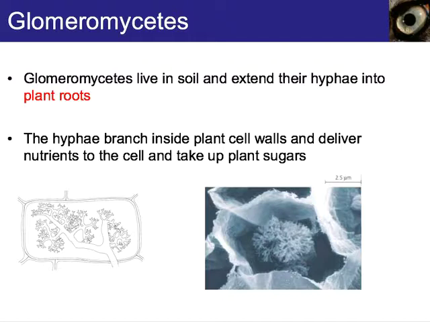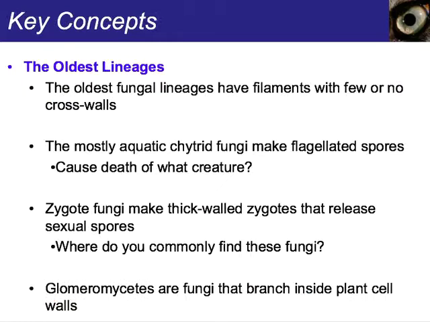Glomeromycetes are another very old fungal lineage, and they live in soil and extend their hyphae into plant roots. So this, you can see inside the plant root, is the mold, and here it is here. What happens is the hyphae branch inside the plant cell walls and deliver nutrients to the plant cells, but also will steal sugars from the plant itself. So the oldest lineages of fungi include chytrids and glomeromycetes.